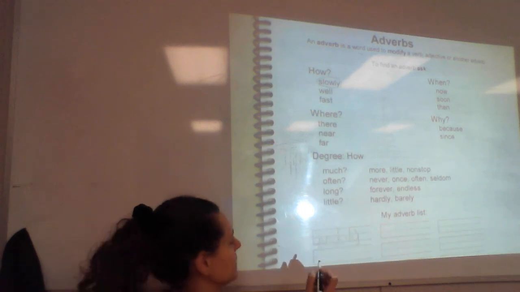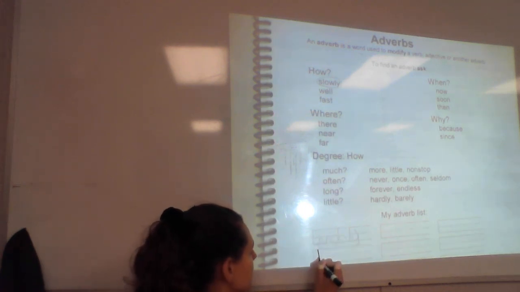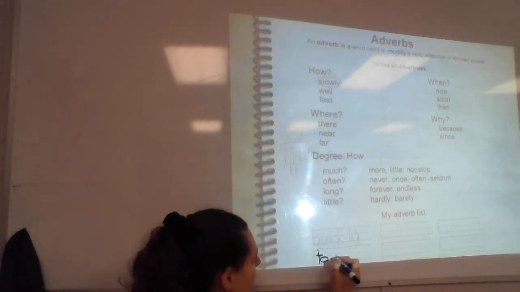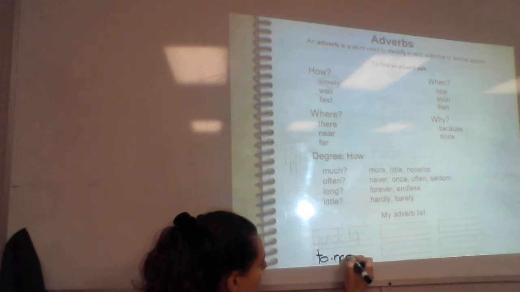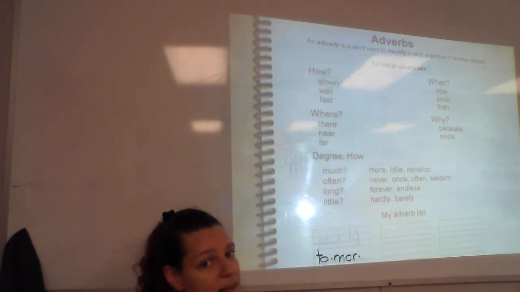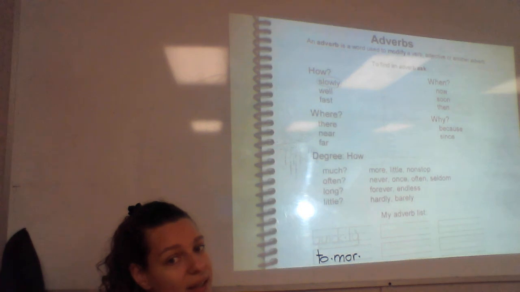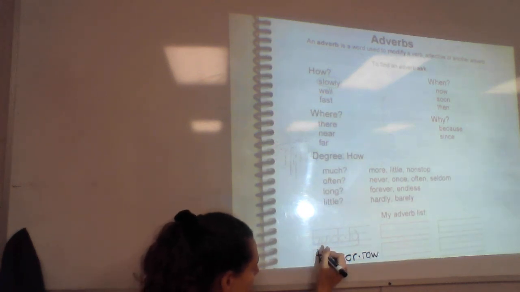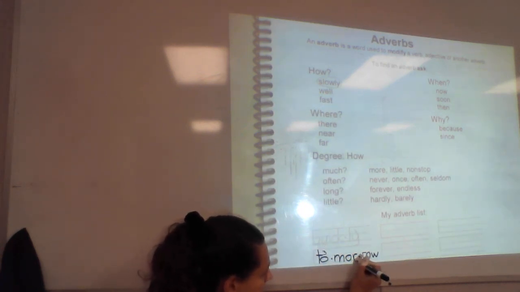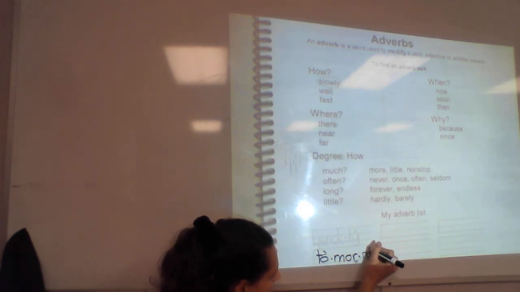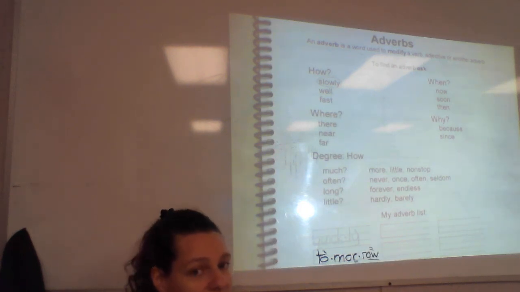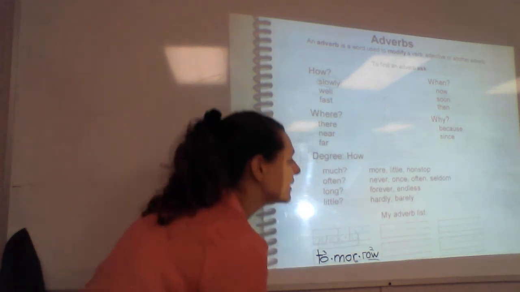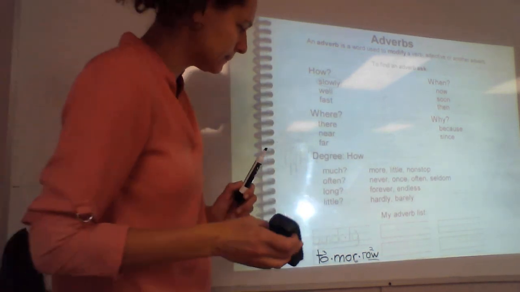Class, what's the first syllable? Good, to. And which oo is it? Good, o, oo. What's next? Good, mar. Good, and finally, good, row. Which O do we use? Excellent, ow, O. All right, so start at the beginning so you get everything. All right, tomorrow. Nice job.